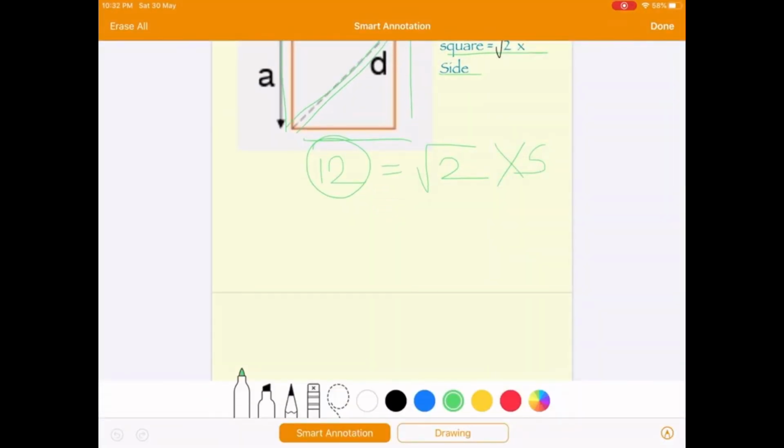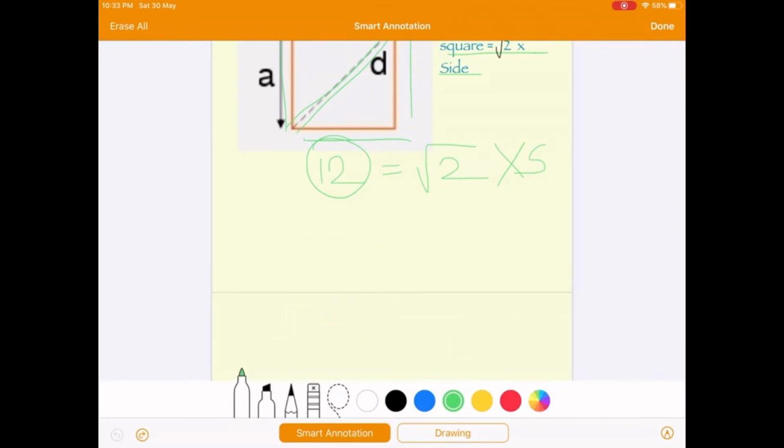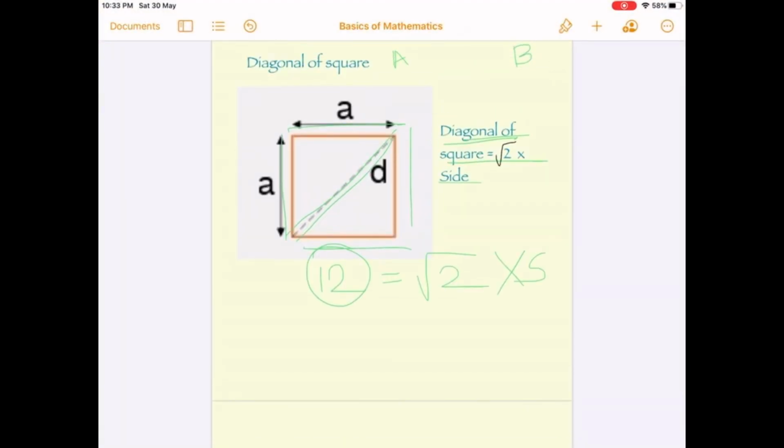Now this √2 is in multiplication with this. Now 12 upon √2 is equal to side. So this is side. You have to rationalize it as well, into √2 upon √2, right? By rationalizing, we get 12√2 upon 2, and we will get the side like this. So it's 6√2. Like this we will get the diagonal of the square. Now this is the formula of diagonal of square. Diagonal of square is equal to √2 into side.